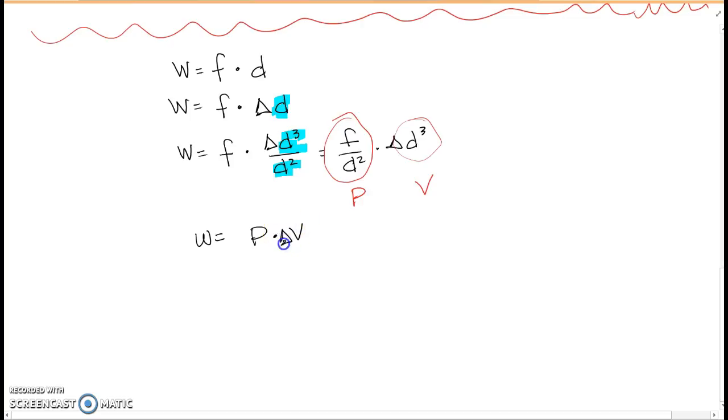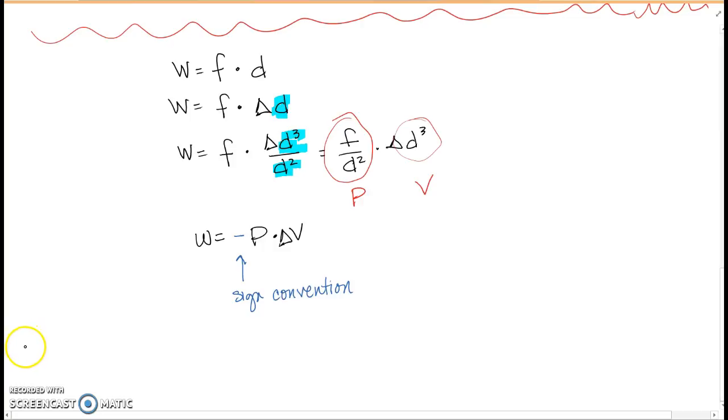Oops, let's times change in volume because we had a change in distance. So if our volume was 1 liter and now it goes to 3 liters, our change in volume is 2 liters. And then we're going to go ahead and add a negative to that. And that negative is solely there to make sure it fits the sign convention, so that if the system's doing work on the surroundings, it ends up with a negative value for work, or if the surroundings are doing work on the system, it's a positive value. So that's the idea.